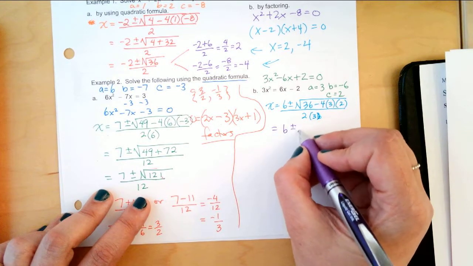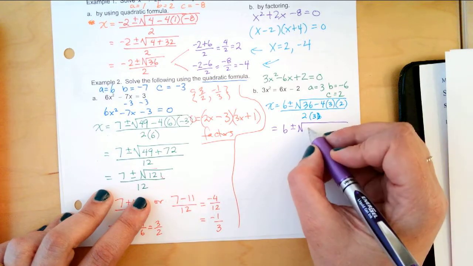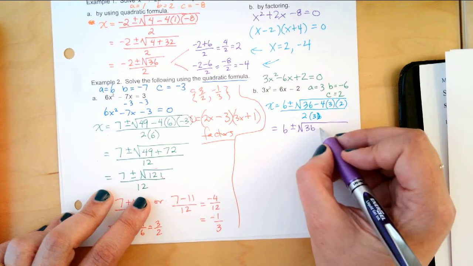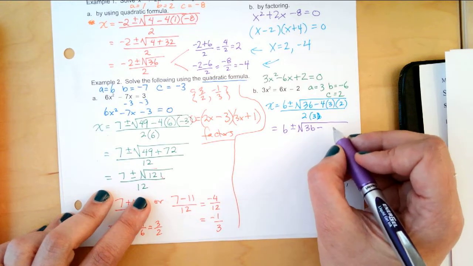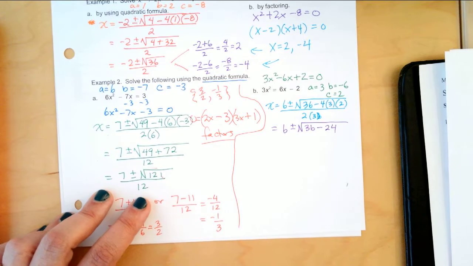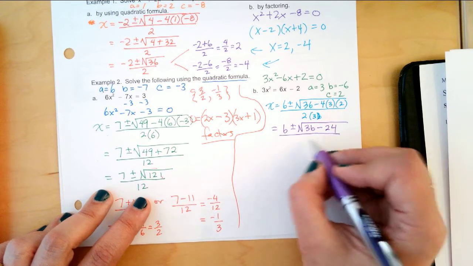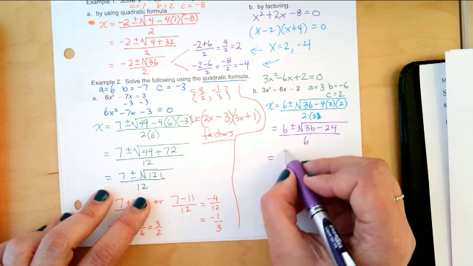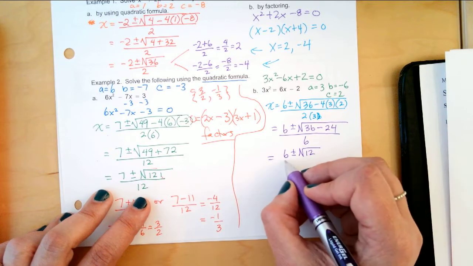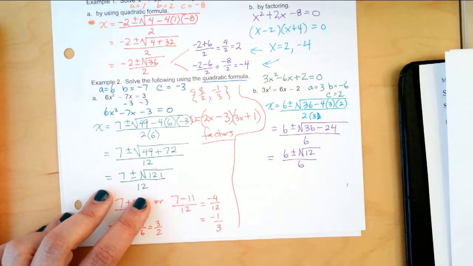6 plus or minus the square root of 36 minus what? Minus 24? You see where I'm getting 24 instead of 12? 4 times 3 is 12 times 2. Okay, all over 6. 6 plus or minus the square root of 12 over 6.